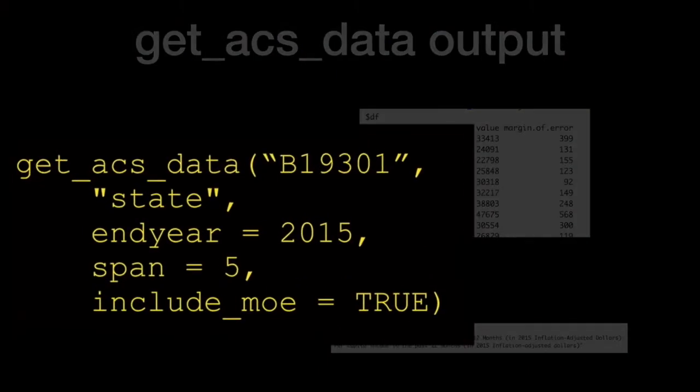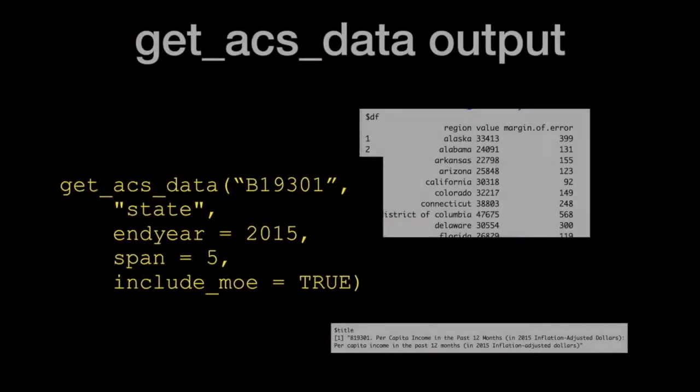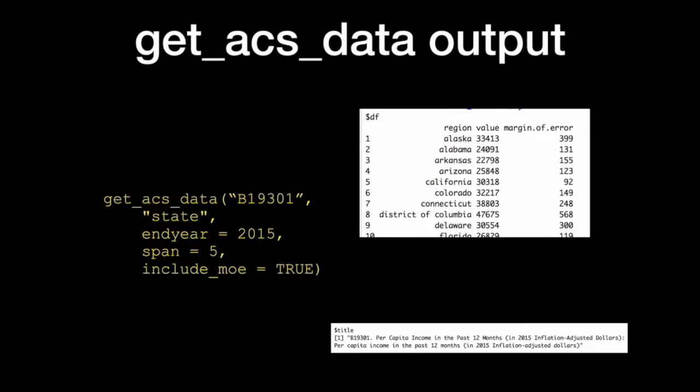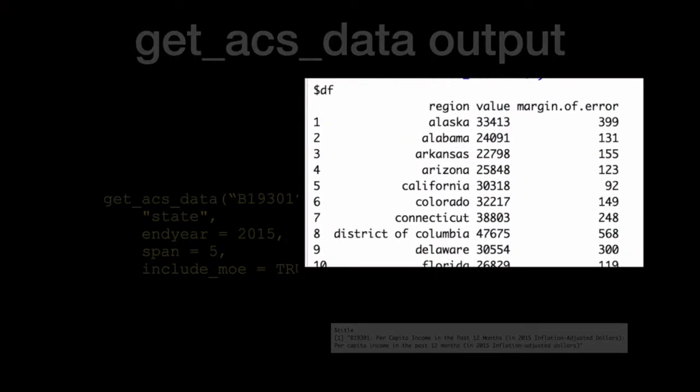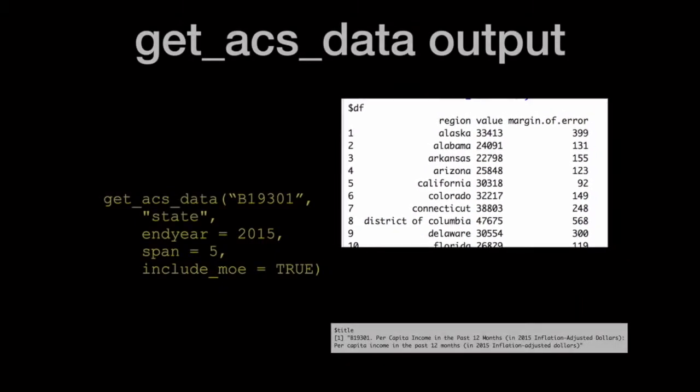Here is the same example that you saw in the last lesson, getting state per capita income estimates by table ID. The difference here is that we set the include MOE parameter to true. If you look at the data frame that's returned, you'll see that there is now a third column called margin of error. That's the margin of error associated with each estimate.